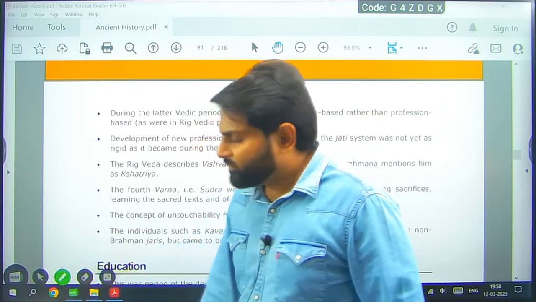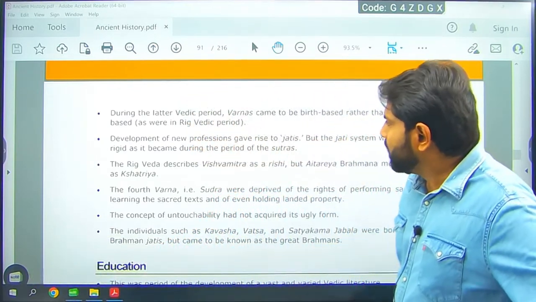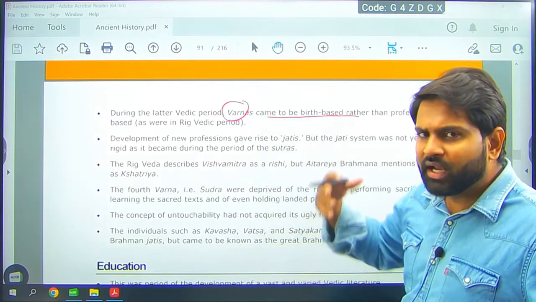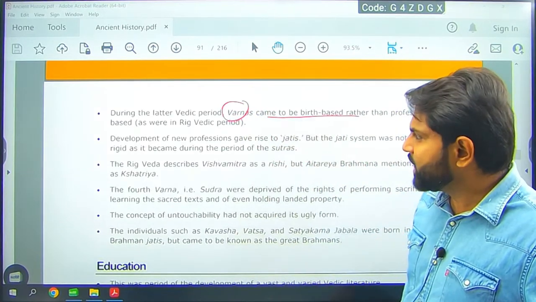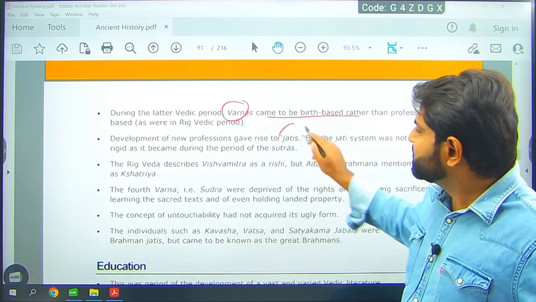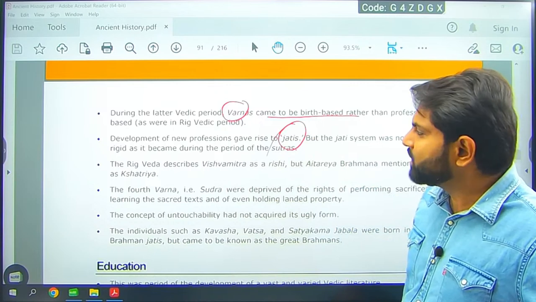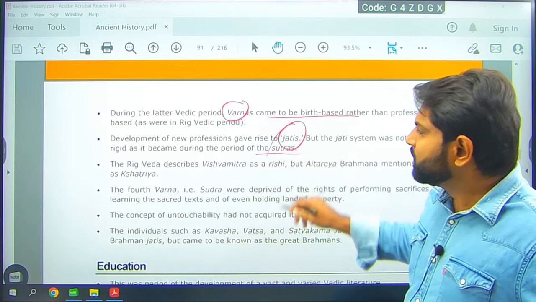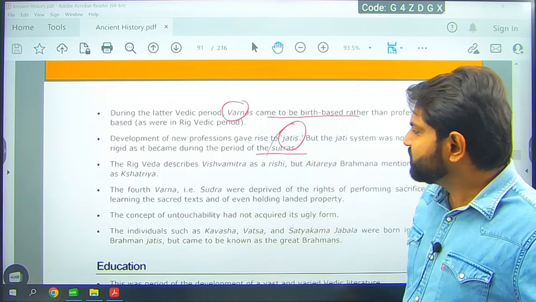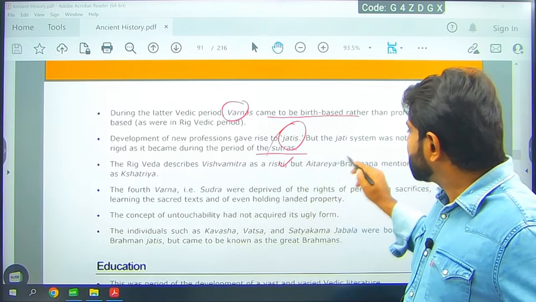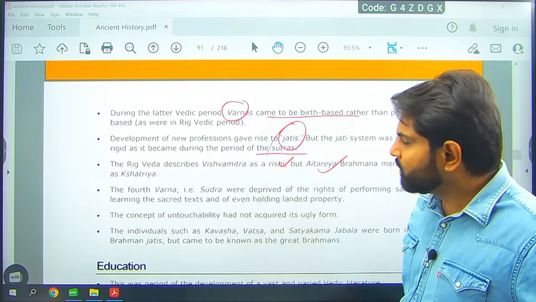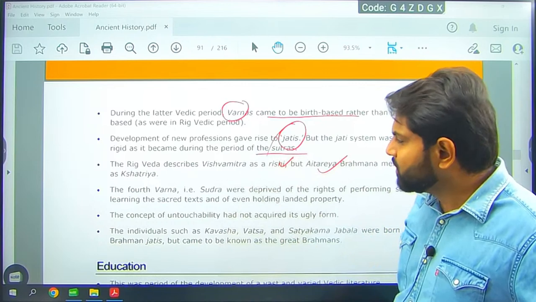The society, the Vedic society. Varnas became birth-based. As I said, they became rigid compared to the earlier Vedic period, when this was not the scenario. Development of new provisions gave rise to the question of jatis, but the jati system was not yet as rigid as it became during the period of the sutras. Rigveda describes Vishwamitra as a Rishi, but Aitareya Brahmana mentions him as a Kshatriya. Most people know about Vishwamitra: he was a Kshatriya, then he became a Rishi.